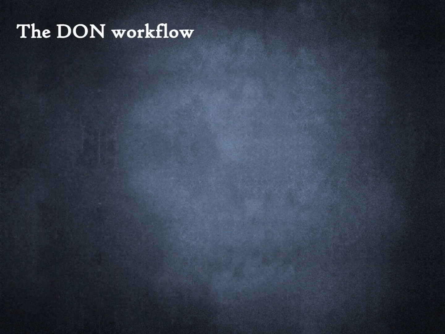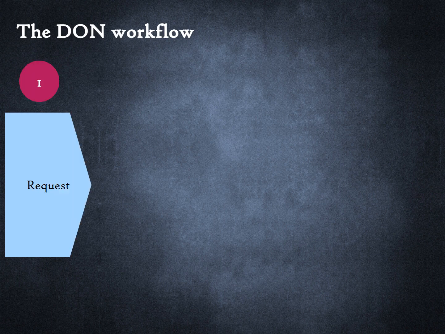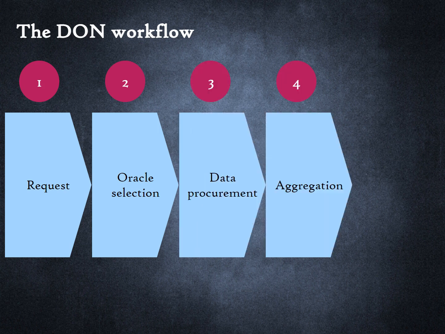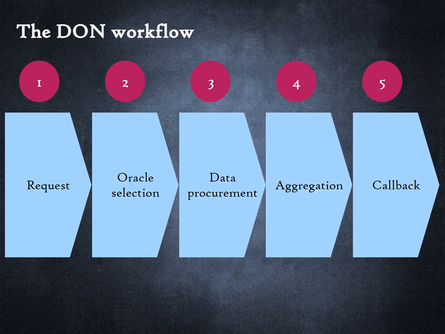Now that we understand how data is procured, we can map the entire workflow. There are 5 steps. Request. Oracle selection. Data procurement. Aggregation. Callback. Next, we will review each one in turn.